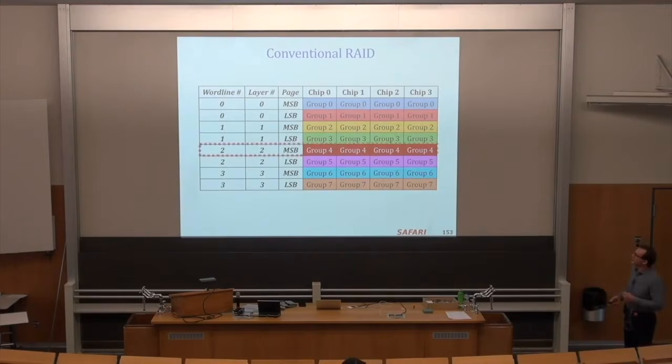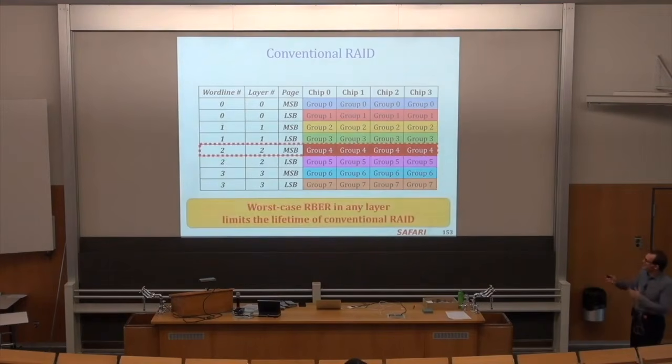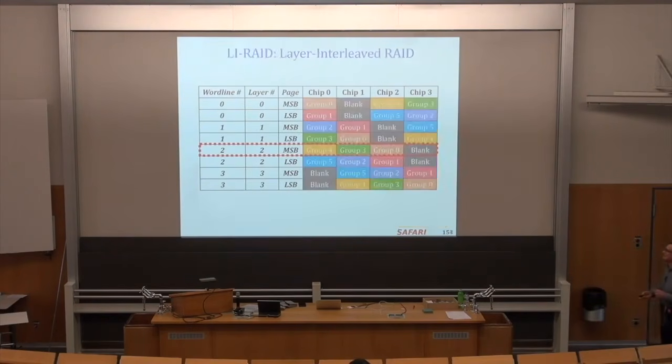So the idea over here is to do the grouping carefully. The worst case raw bit error rate in any layer limits the lifetime of a conventional RAID mechanism. I call it RAID, but it's actually applicable to any kind of error correction mechanism. If you group these things together and apply an error correcting code on top of that, and you have lots of errors as a result of your grouping, then the probability that your error correcting code is going to be successful is low. So you really want to group things where you will have fewer errors. That's the idea over here. You form your groups this way.